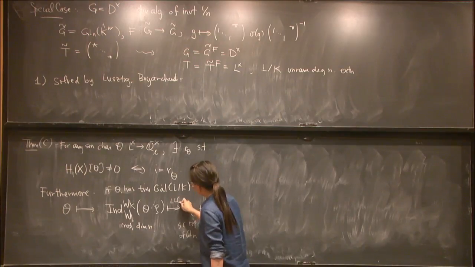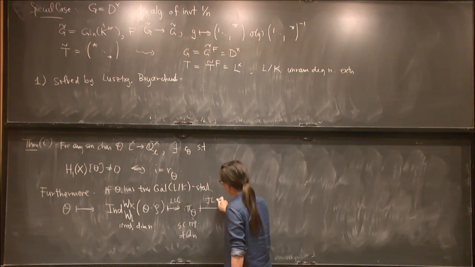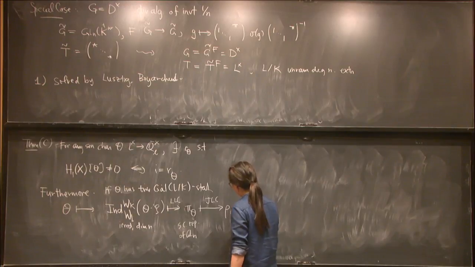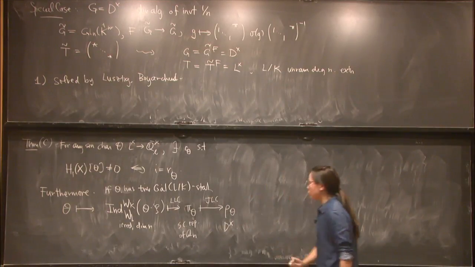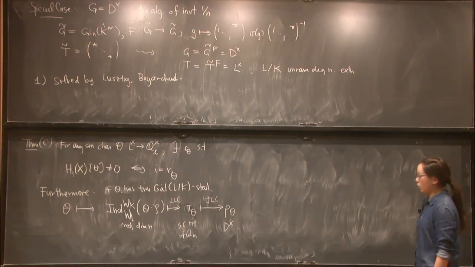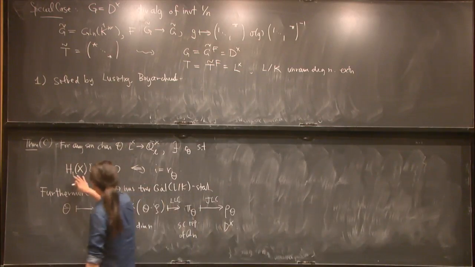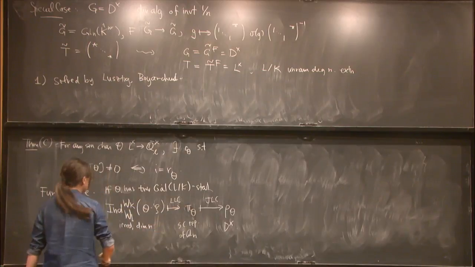So this is LLC. And Jacquet-Langlands will tell me that I can transfer it over to an irreducible representation of D cross. And this representation is precisely this.